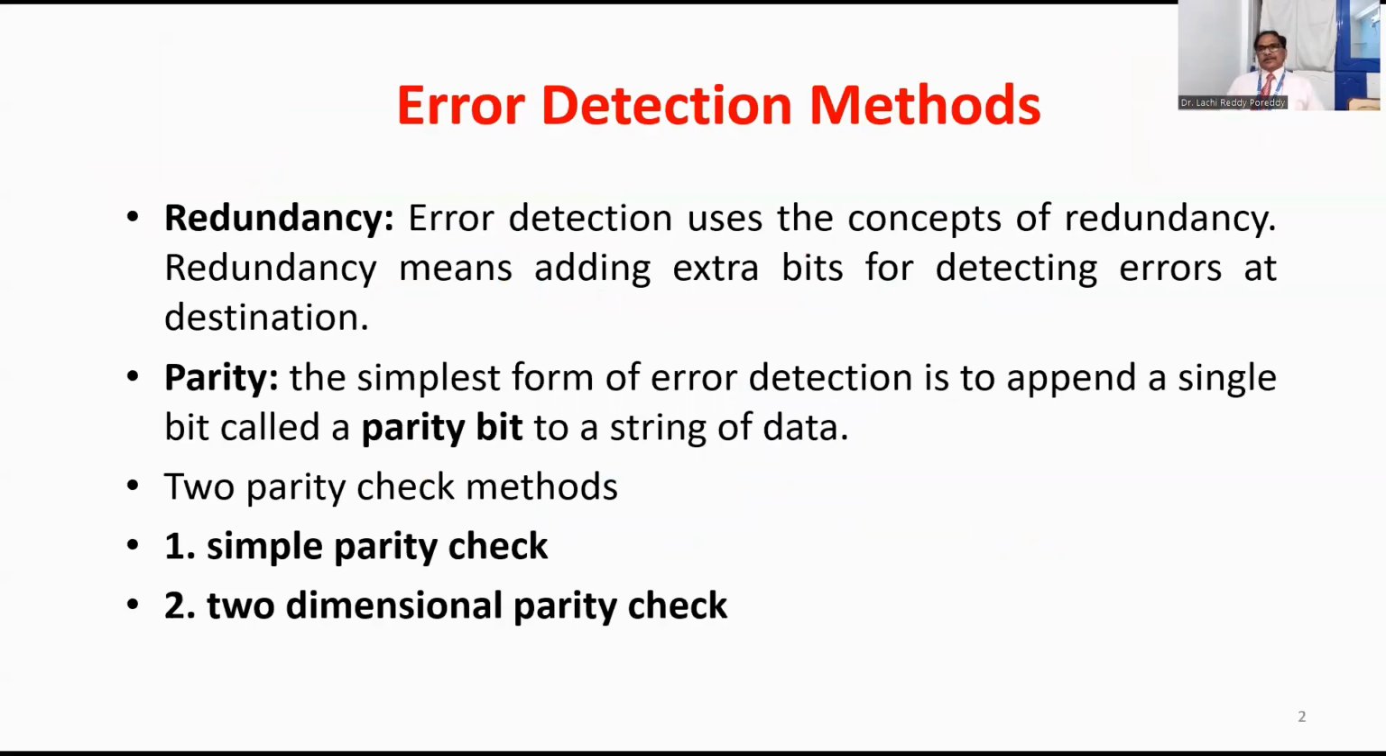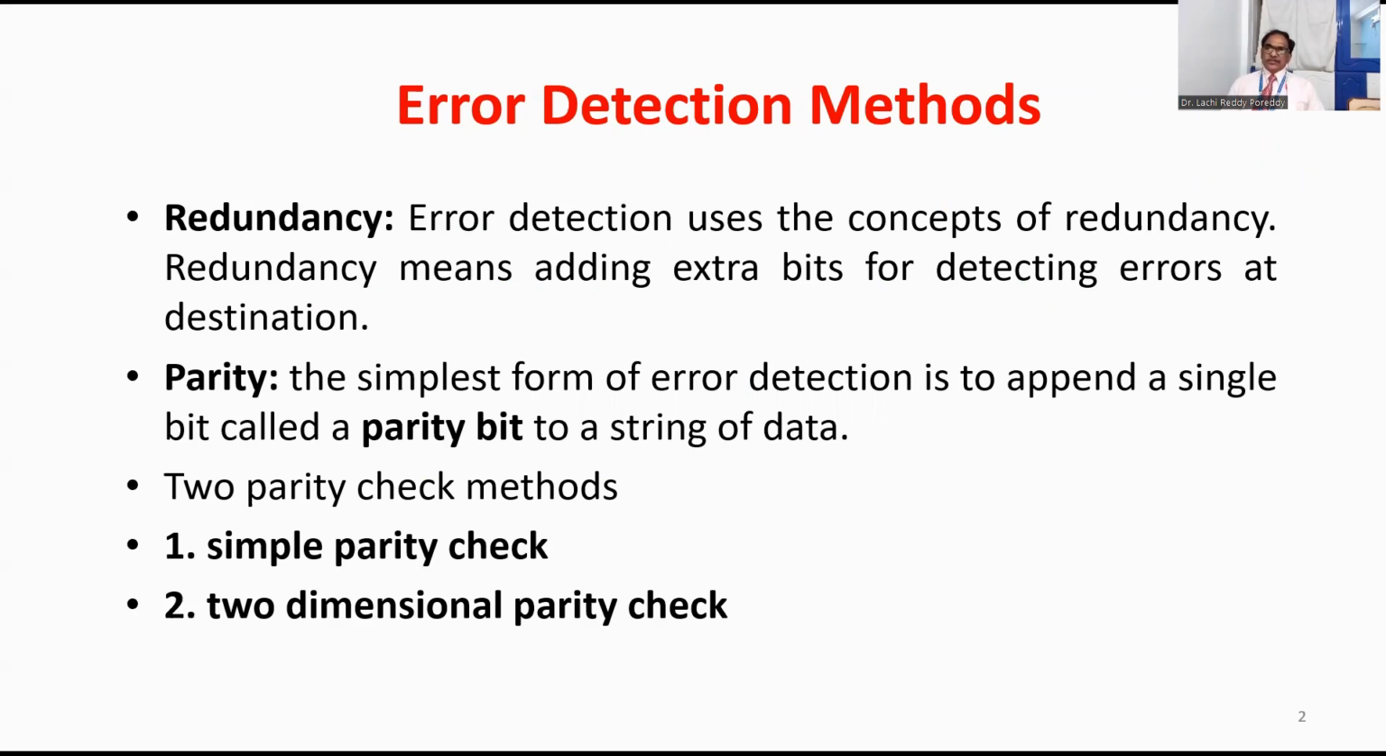So for detecting the error, whatever message the sender is sending toward the receiver, the sender will use some additional bits along with the information bits. These additional bits will help to detect the errors at the receiver place. So we are going to call these additional bits redundant bits. So that is the redundancy.